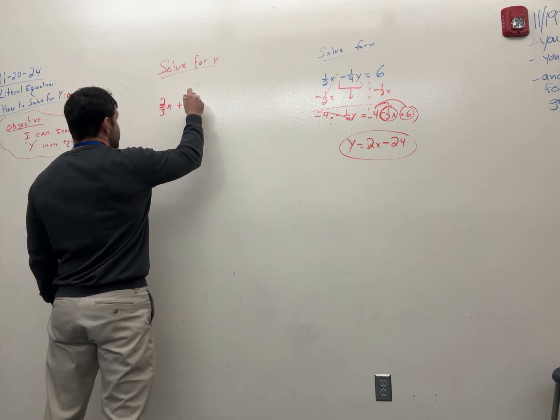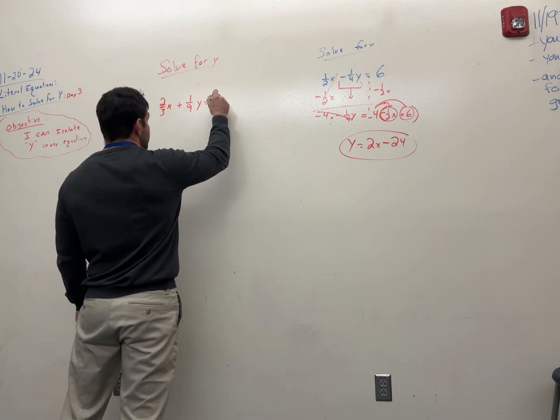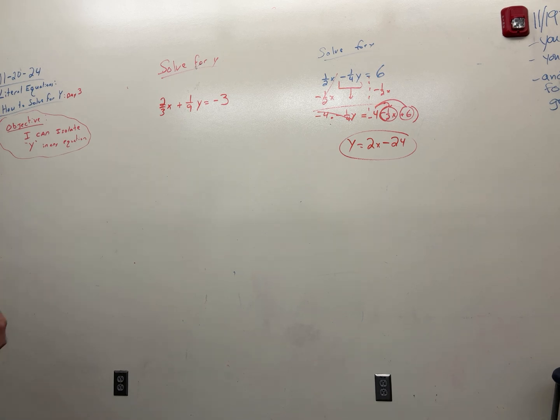2/3 x plus 1/9 y equals negative 3. Okay, let's see. We'll go over it as soon as I'm done.